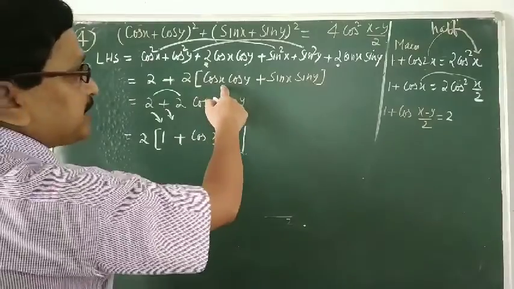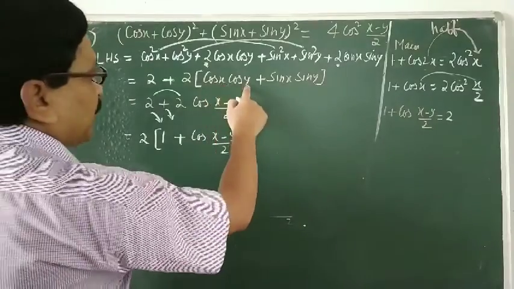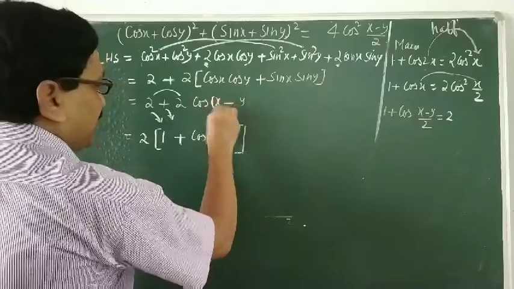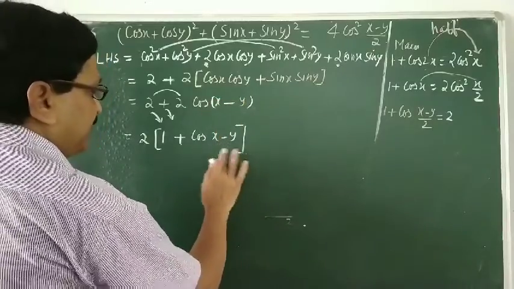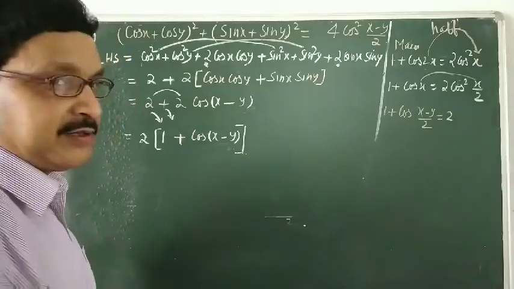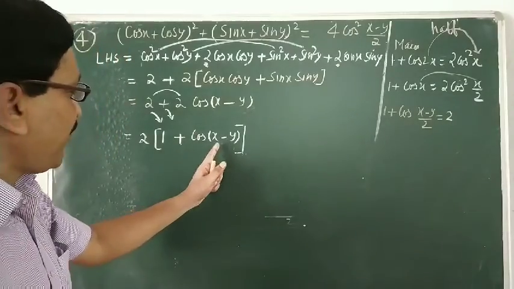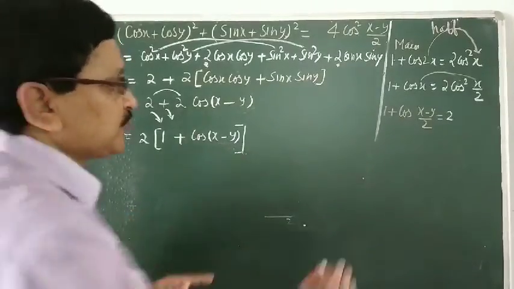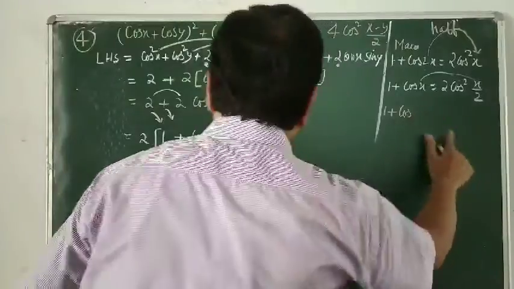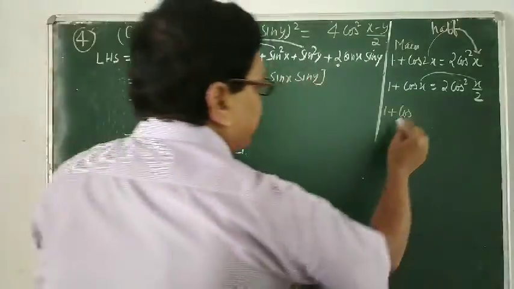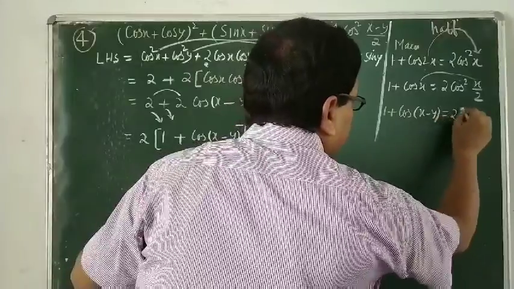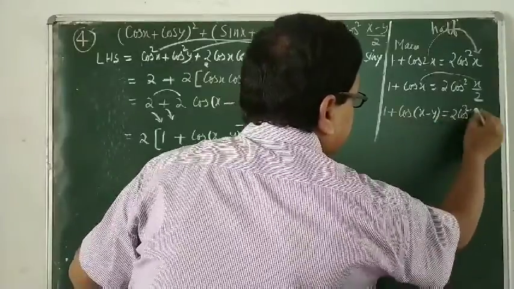The formula is cos x cos y plus sin x sin y is cos(x minus y) only. Simply this is cos(x minus y), not (x minus y) by 2. Now this is correct. Now just see 1 plus cos(x minus y). So write 1 plus cos(x minus y). This formula, 1 plus cos(x minus y), is equal to 2 cos square (x minus y) by 2.